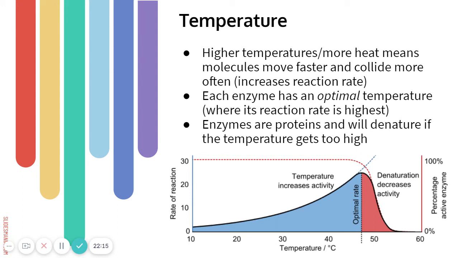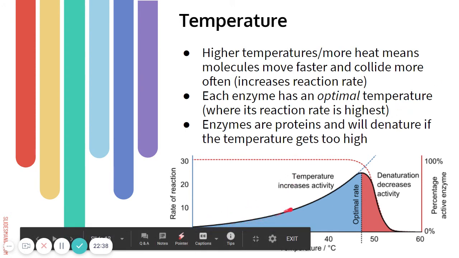You can think about, I don't know, a bunch of people walking around in a gym versus a bunch of people running as fast as they can through a gym. There are going to be more collisions when people are running, right? The enzyme and the substrate need to collide, so these extra collisions, because things are moving faster, will mean that the reaction rate is going to be higher.